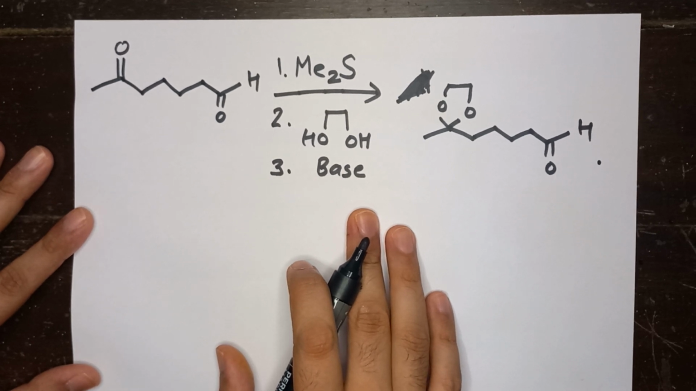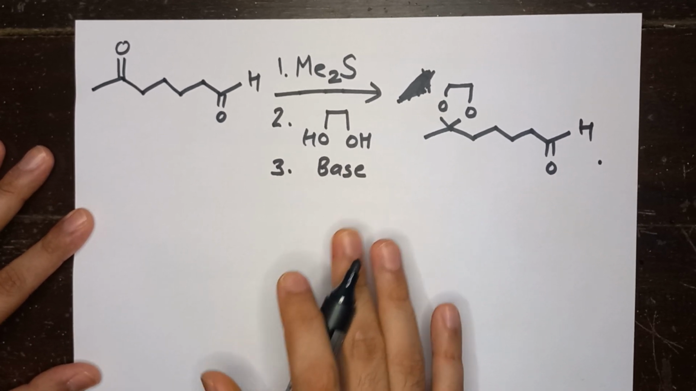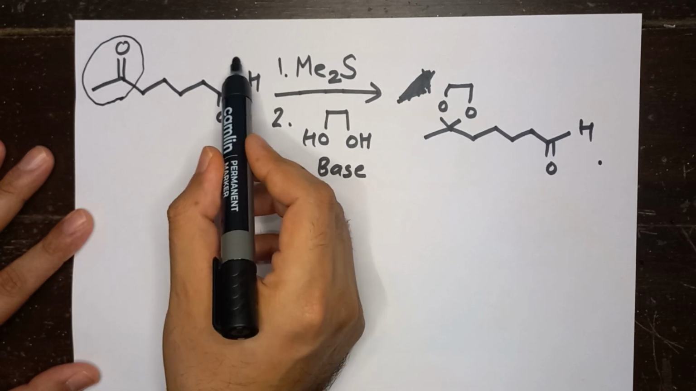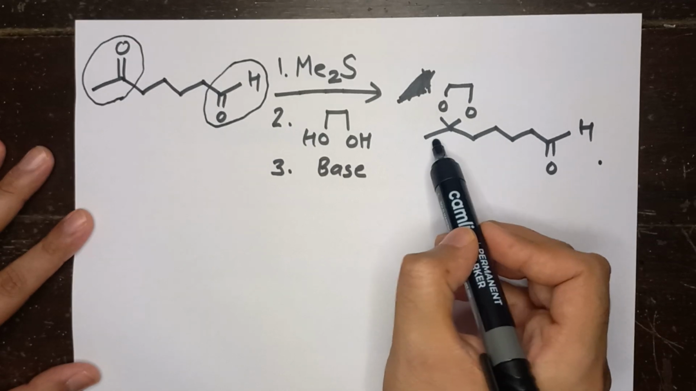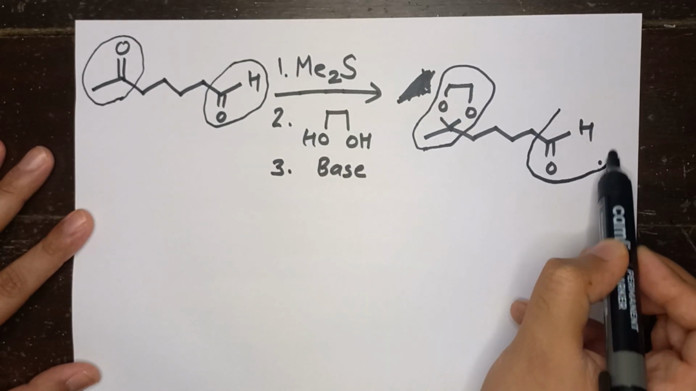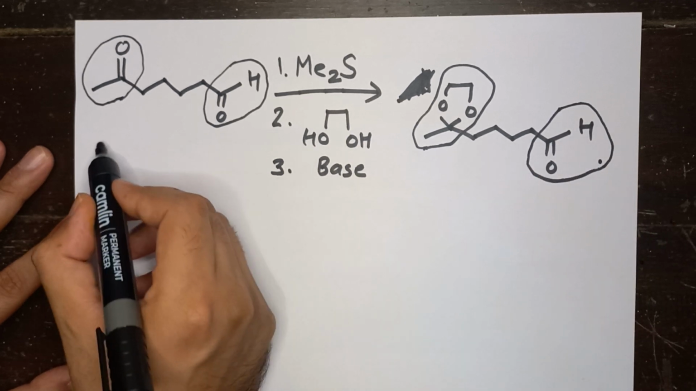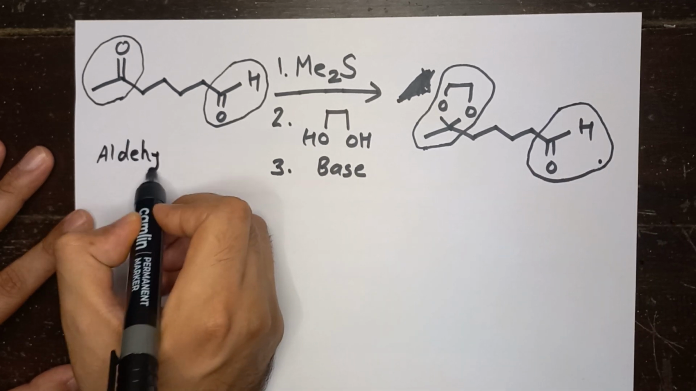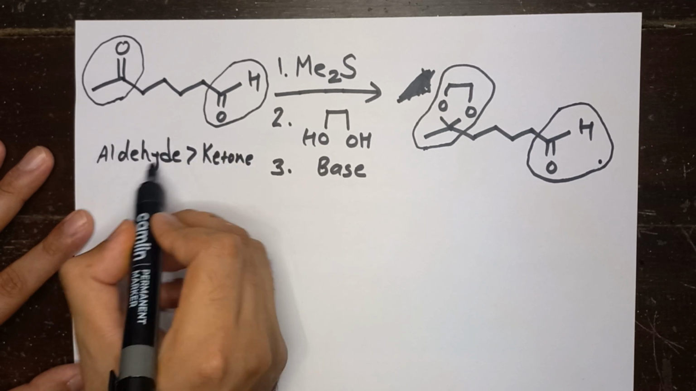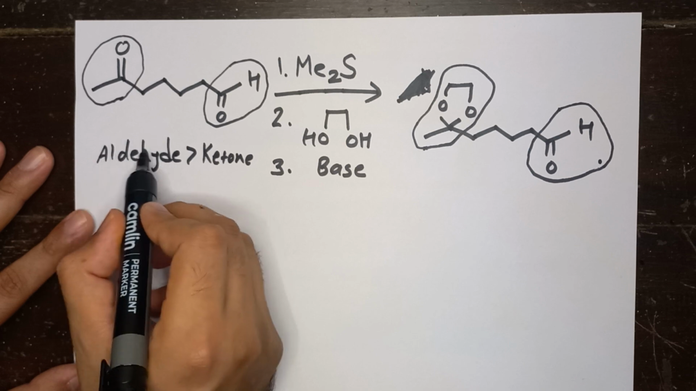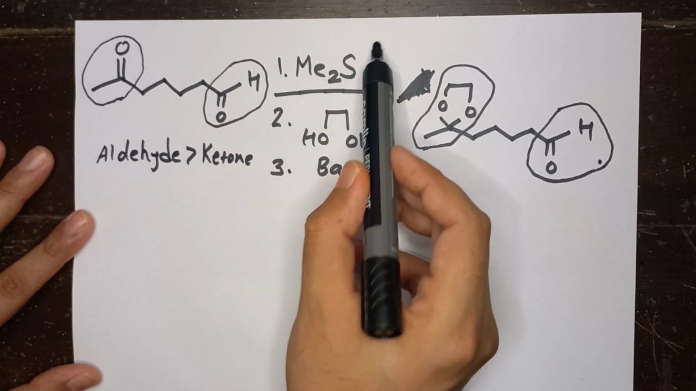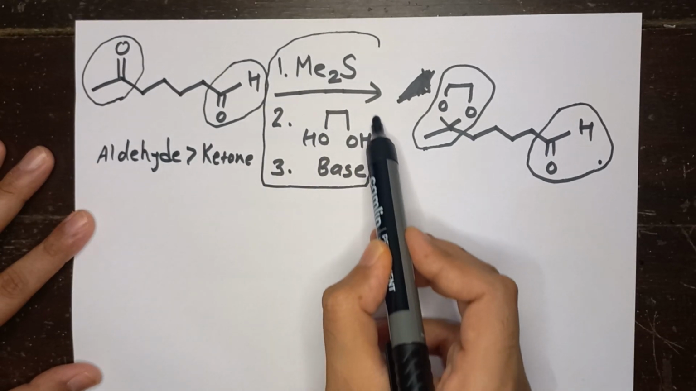Well, this is a very interesting question simply because you are protecting a ketone in the presence of an aldehyde. If you look at the product, you are protecting the ketone in the presence of the aldehyde, which seems a little unusual because aldehydes are more reactive than ketones. So ideally the aldehyde should be protected if you are doing protection. And if you want to protect a ketone in the presence of an aldehyde, these are the three reagents you have to use in a sequence.